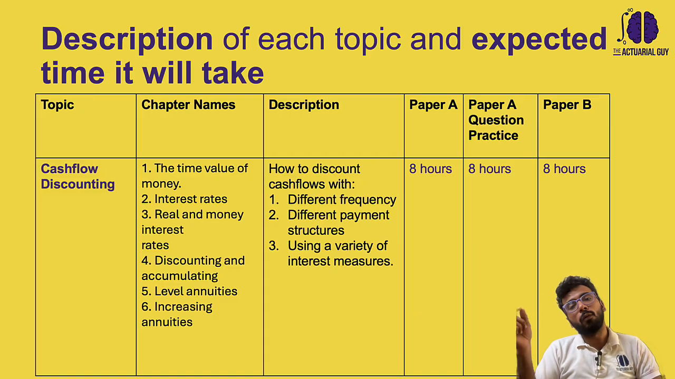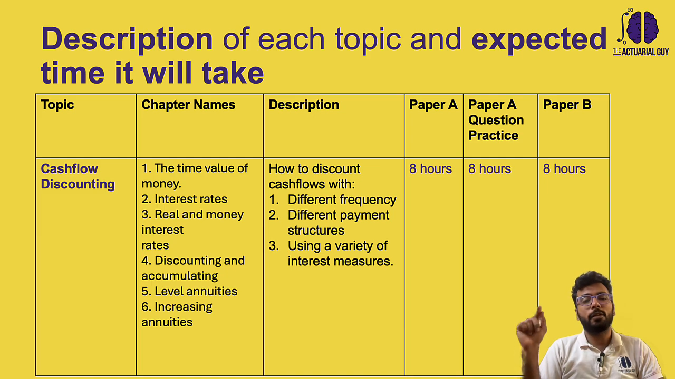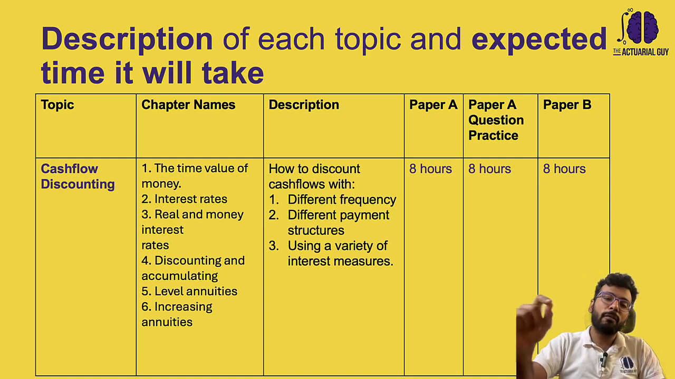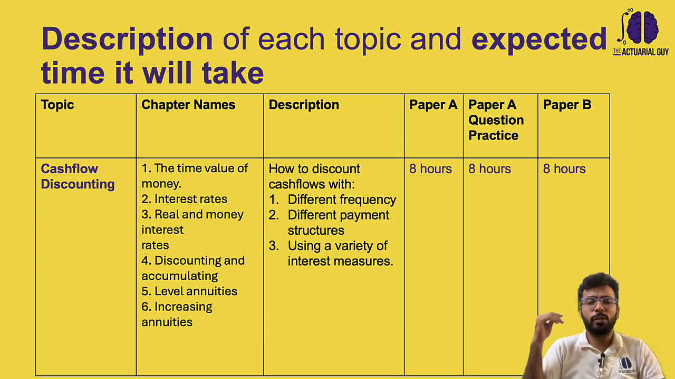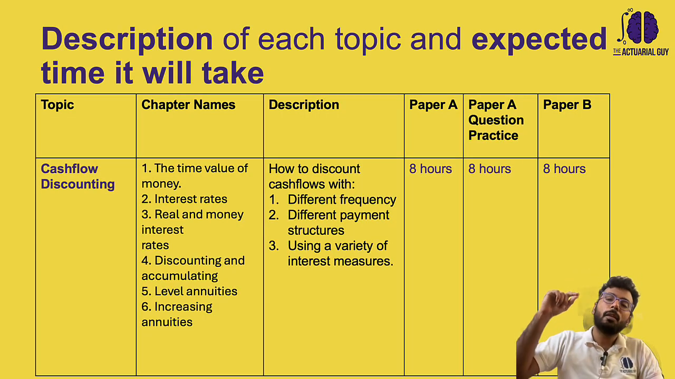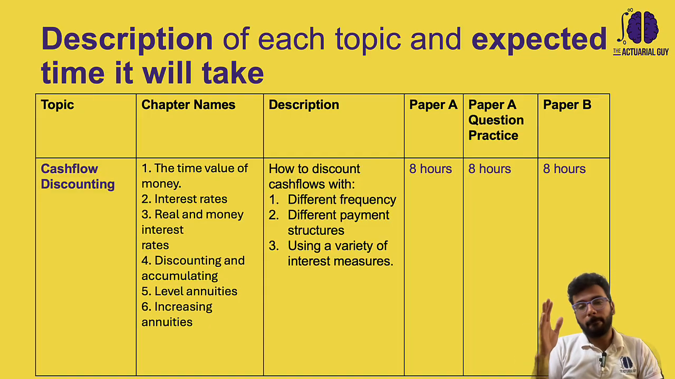So we learn to discount and accumulate cash flows with different frequencies, with different payment structures, and using a variety of interest measures. We will talk about different interest measures when we get to chapter number 2, which is related to interest rates. Now, for this portion, paper A will take about 8 hours.